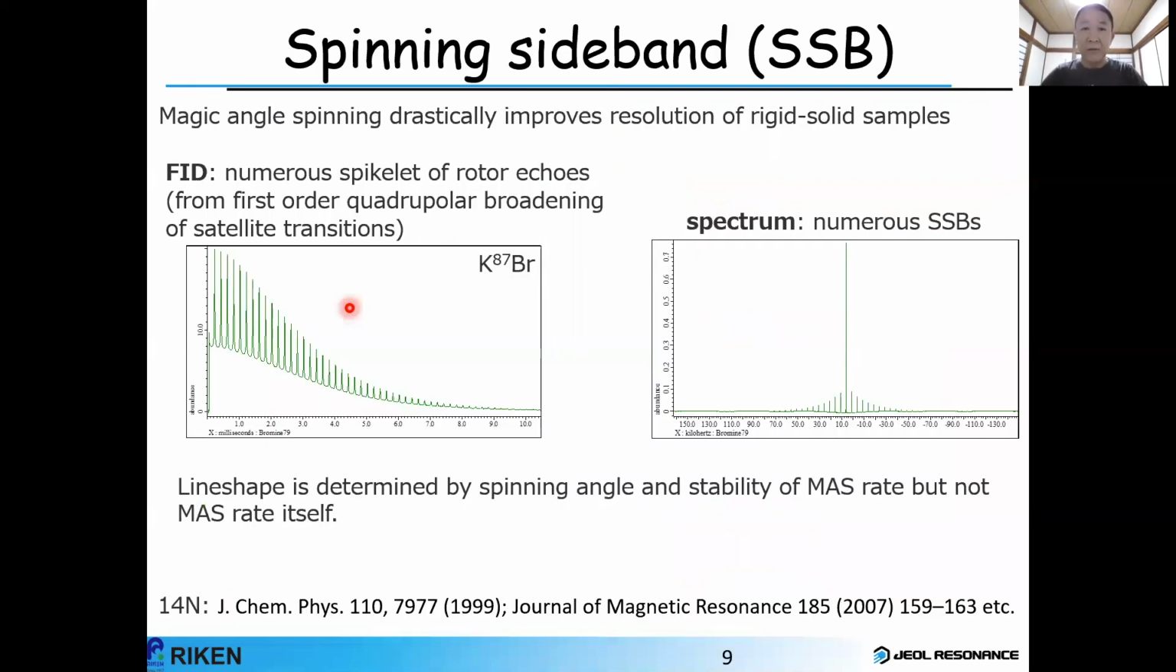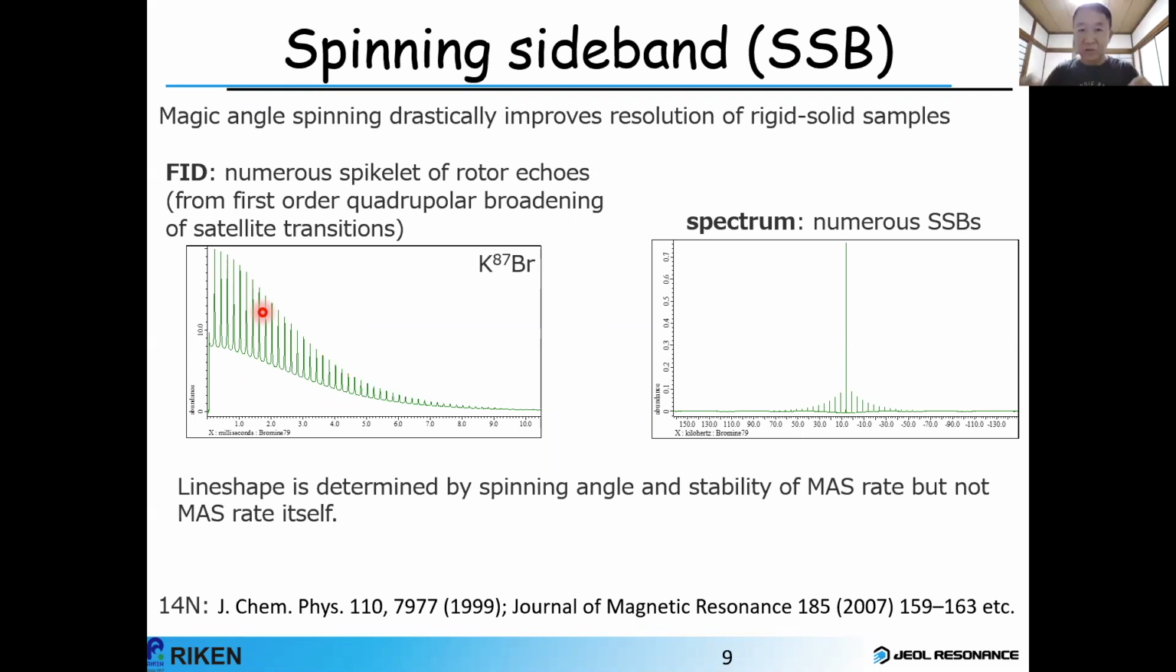Here is one example of this sample. When you set up the solid-state NMR experiment, I think most of you use KBr to adjust the magic angle. Here is the FID observed with this sample. You see a very strange FID. Not just a simple decay, you see a lot of numerous spikelets. This comes from rotor echoes.